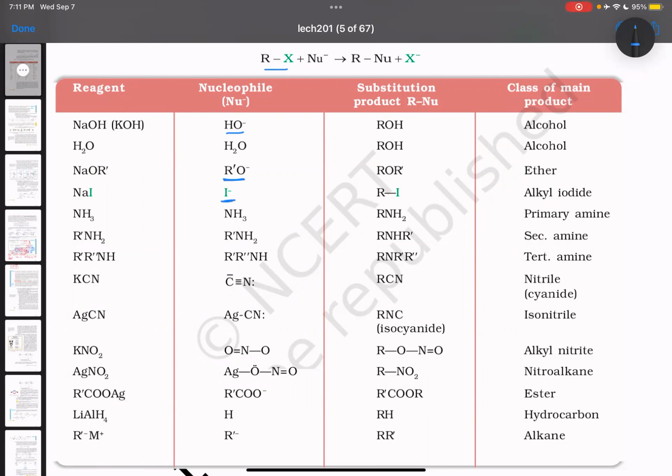So these are the list of nucleophiles. With I minus, RI is going to form, and this is going to be the Finkelstein reaction. And with NH3, an amine is going to form, primary amine. Look here, with KCN, RCN will form; with AgCN, RNC will form, isocyanide. With KNO2, O minus is going to attack, so RONO is going to form, alkyl nitrite, and with AgNO2, you are going to form nitroalkane.